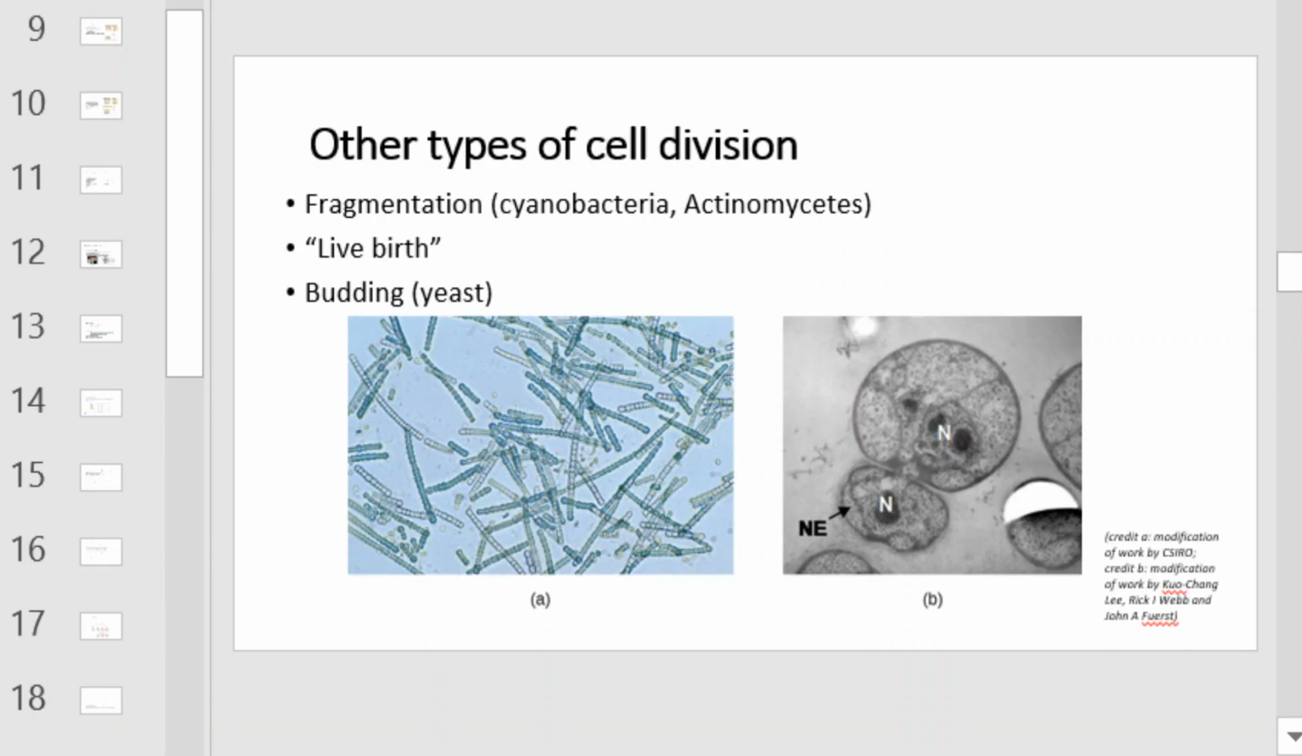Other types of cell division can lead to an increase in cell numbers aside from binary fission. Fragmentation is done by cyanobacteria and actinomycetes, which give, in essence, live birth to cells through budding.